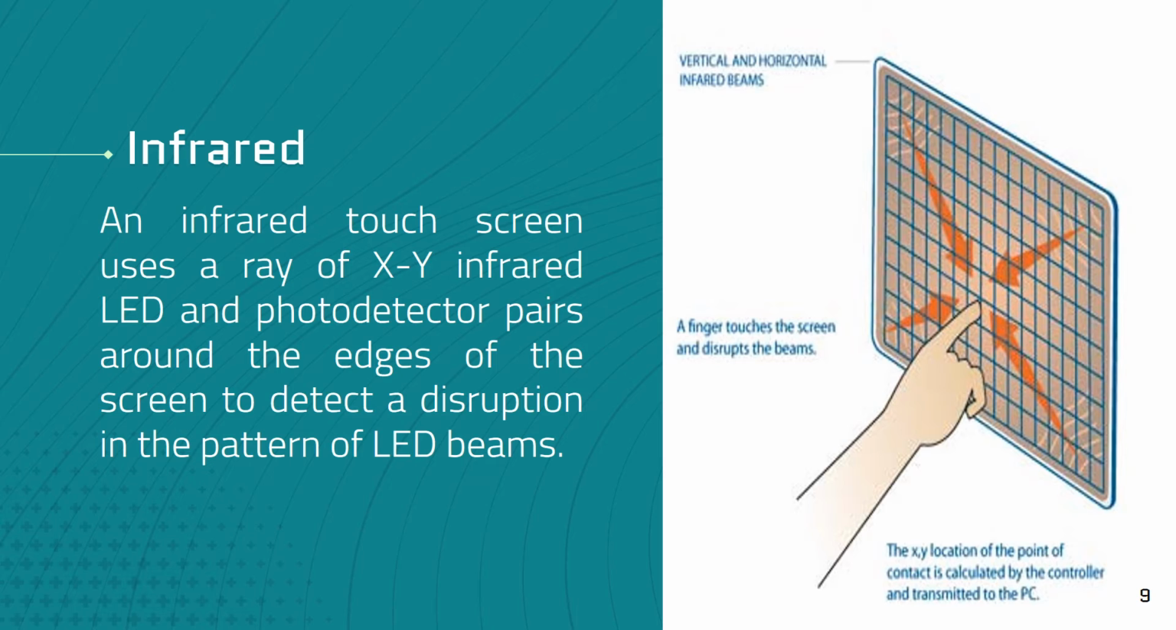Next is infrared. An infrared touchscreen uses an array of X-Y infrared LED and photodetector pairs around the edges of the screen to detect a disruption in the pattern of LED beams. The LED beams cross each other in vertical and horizontal patterns. When a user touches the screen, the sensors detect an interruption in the X-Y infrared pulses, enabling the controller to calculate the touch location.